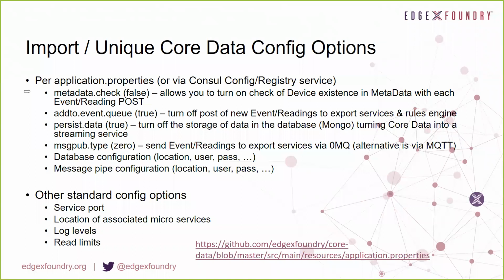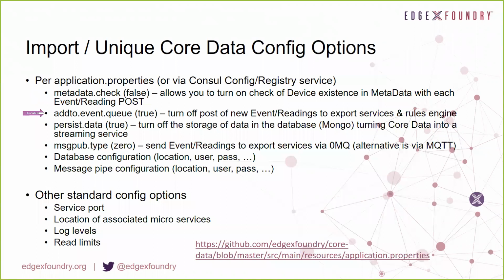As I mentioned, there is an ability to turn that metadata check on and off for the device ID. So if you trust the device service to know its device IDs and know that they're going to exist, you can actually skip checking with metadata to ensure the device ID is correct or not. That reduces the amount of traffic that has to occur between microservices and obviously improves performance. There's an option in the configuration to turn off the data going up to the northbound services via either the MQTT or 0MQ message bus.